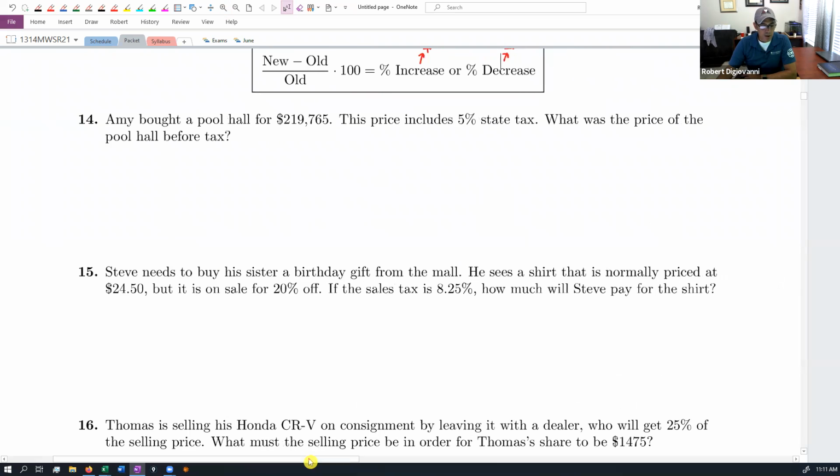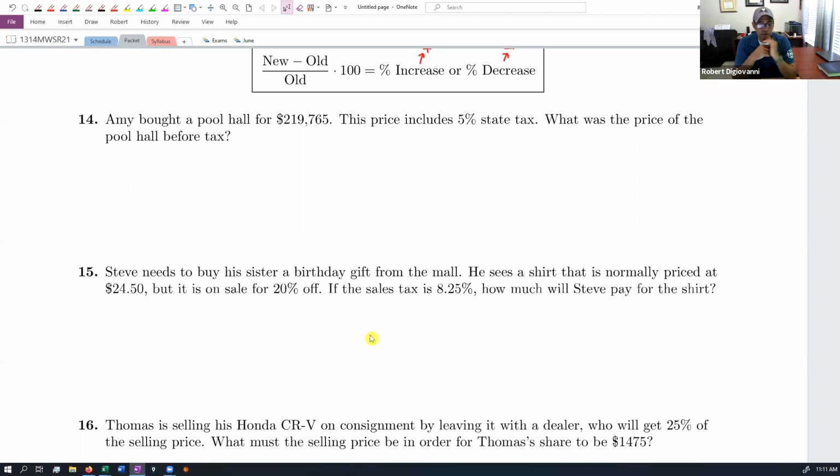It says here, Amy bought a pool hall for $219,765. I don't know who came up with these problems, but I guess somebody bought a pool hall. Imagine it's a big building with pool tables in it. This price includes a 5% state tax. What was the price of the pool hall before tax?